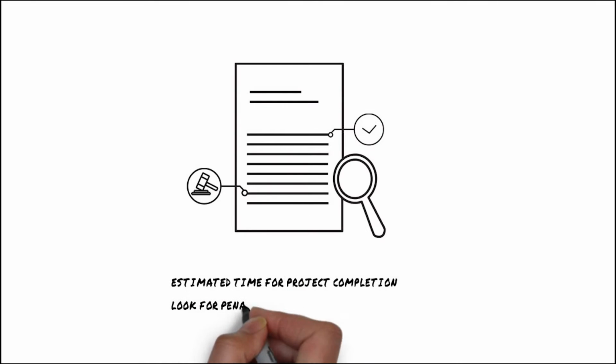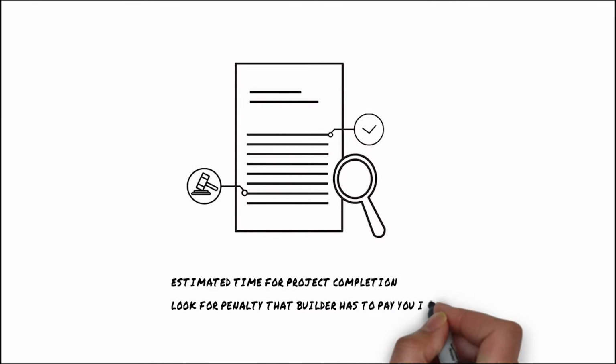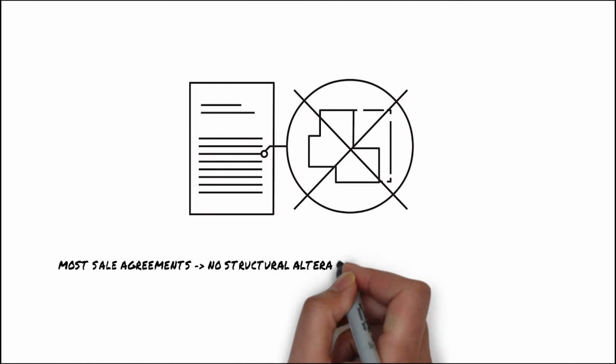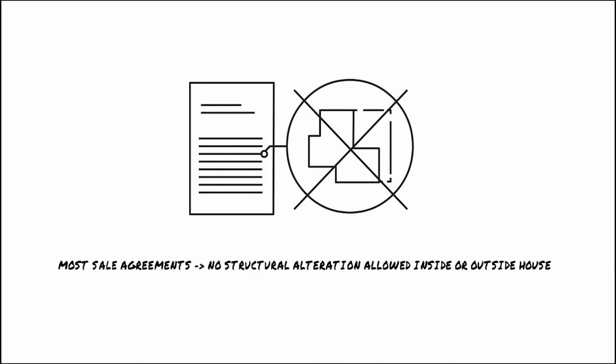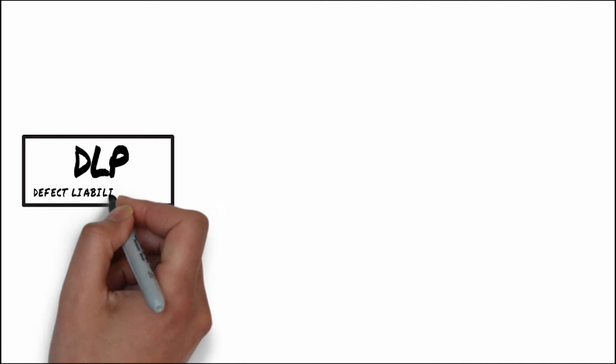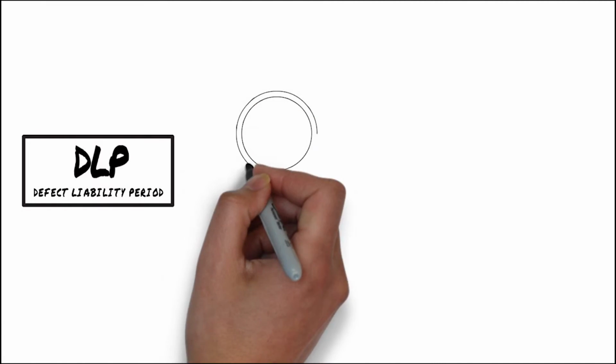Look out for the penalty the builder has to pay you in case of possession delays. Most sale agreements also highlight a clause stating that no structural alteration is allowed inside or outside the house. Remember to look out for the defect liability period. In most agreements, this time period is 12 months.